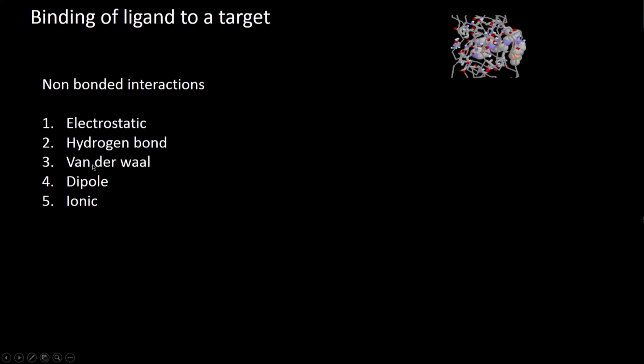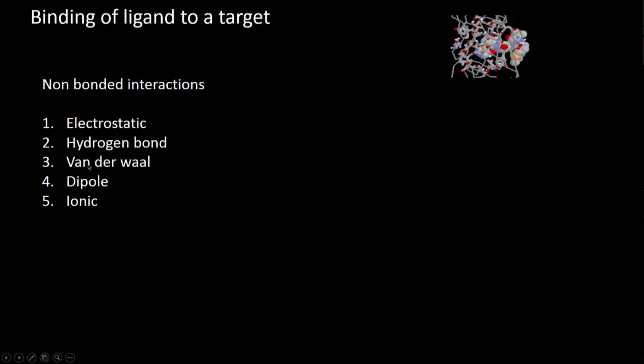There could be a van der Waals interaction between the protein and the ligand. There could be dipole interaction because you have water and so many functional groups, and of course ionic interaction. In the protein, there could be anions and cations in the active site. Similarly, the ligand also could have a cation or anion. So, there could be ionic interaction. All these are called non-bonded interactions, unlike the normal covalent bond.